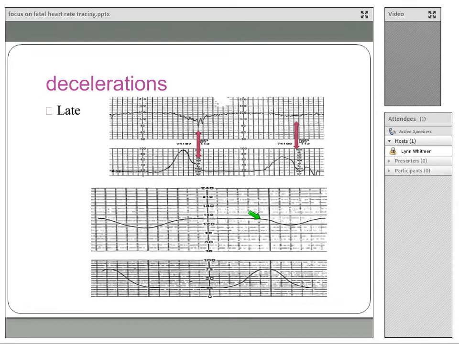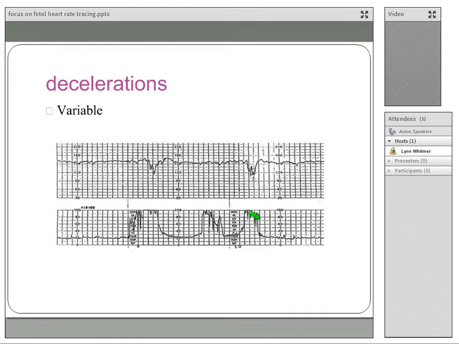And again, your late decelerations. Variable decelerations, as I was talking about, can be spontaneous or with contractions. Again, our baseline is around 150, 160, and then the baby's heart rate just drops drastically, very sharply. This happens to coincide with a contraction, but it doesn't necessarily have to, because this is cord compression.